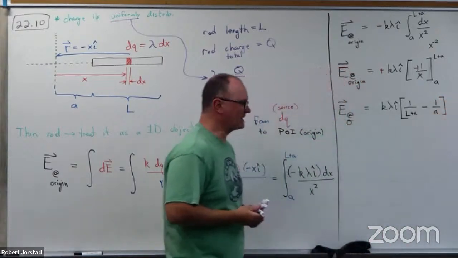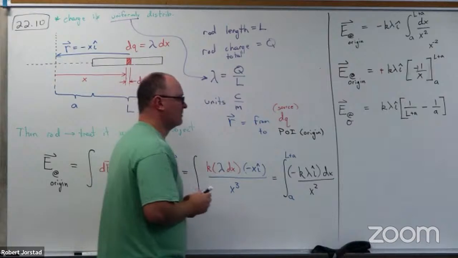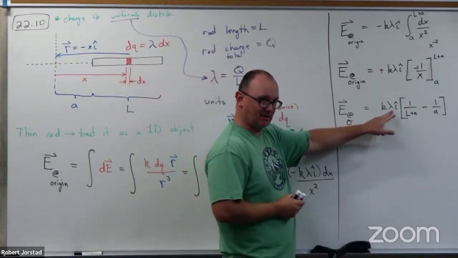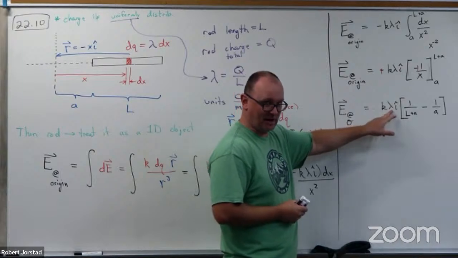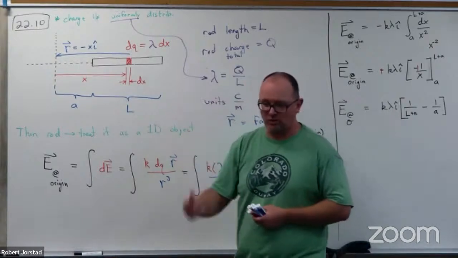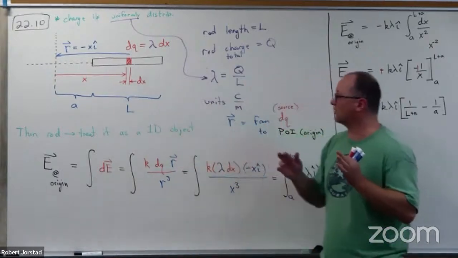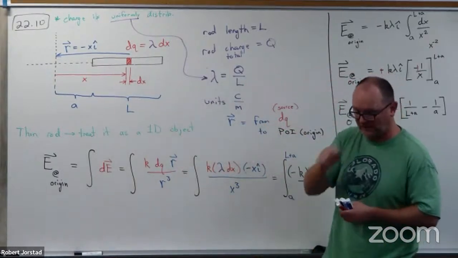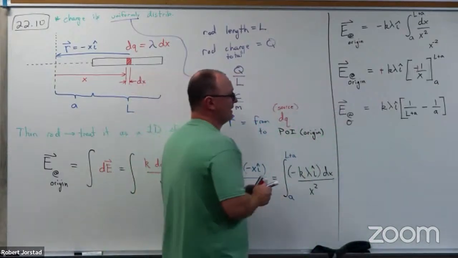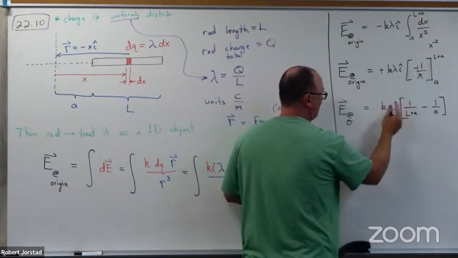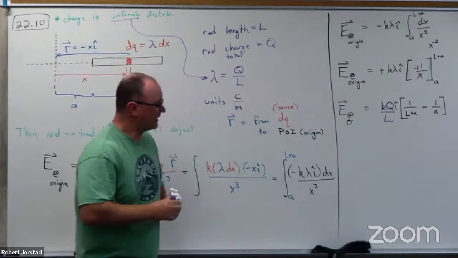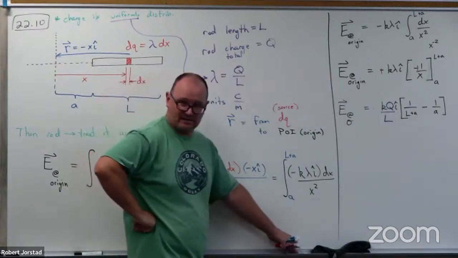You could stop right there, but I think it's a better habit to plug in what lambda is, right? Lambda was not given in the problem statement. If you look at your workbook, lambda was not one of the given parameters. Q and L were given parameters. So we should not list our final answer in this way. But since I'm lazy, I'm just going to replace this with Q over L. Now, this would be an acceptable form.